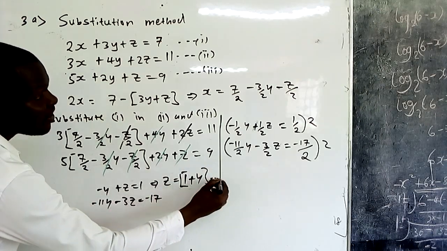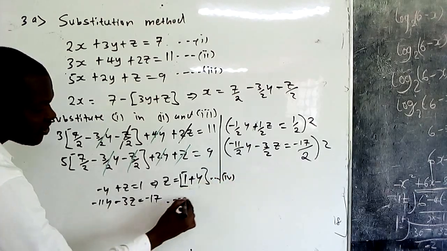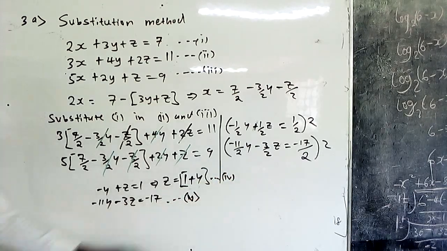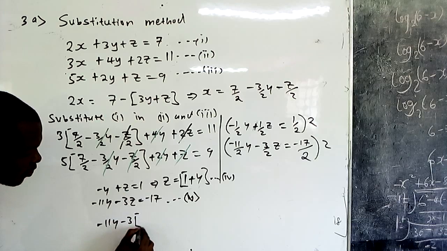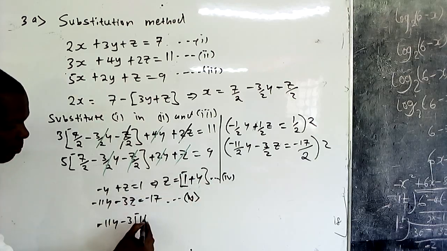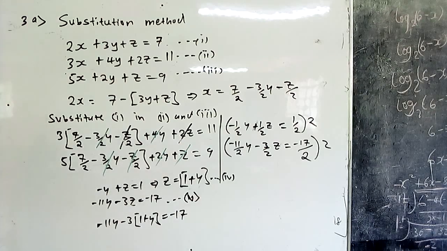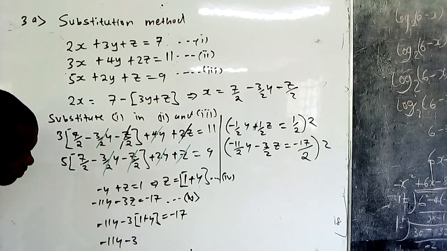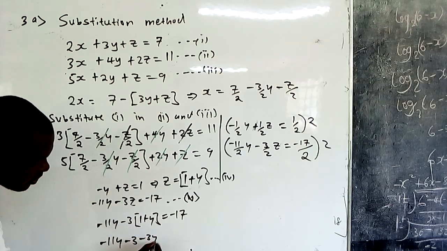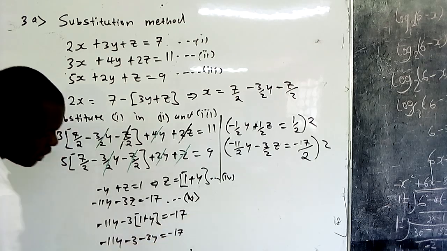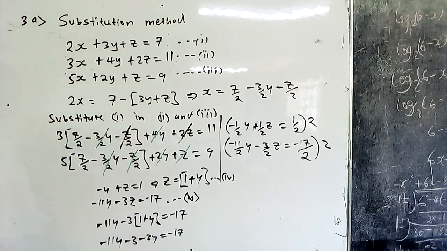So remember, this is now equation 4, then this is equation 5, isn't it? So we substitute equation 4 in equation 5, okay? So what do we have? Negative 11y minus 3 to the value of z. But what is z? Z is 1 plus y to be equivalent to negative 17, isn't it? So can you simplify this? This is negative 11y, negative 3 times 1 is negative 3 times y is negative 3y is equals to negative 17, isn't it?